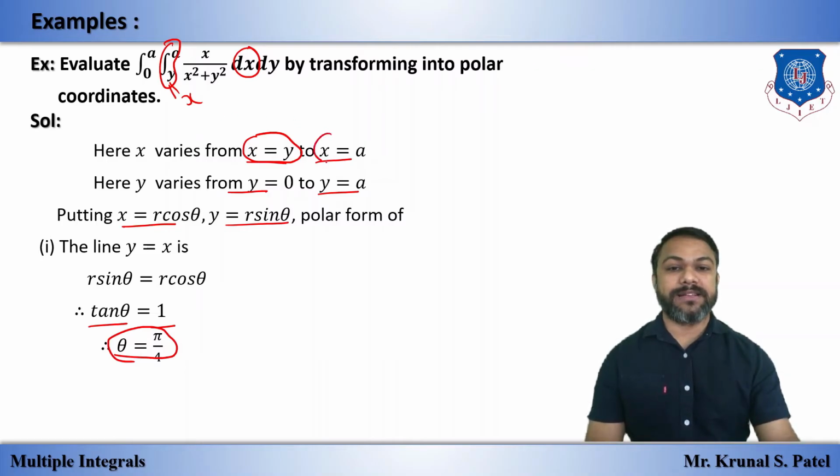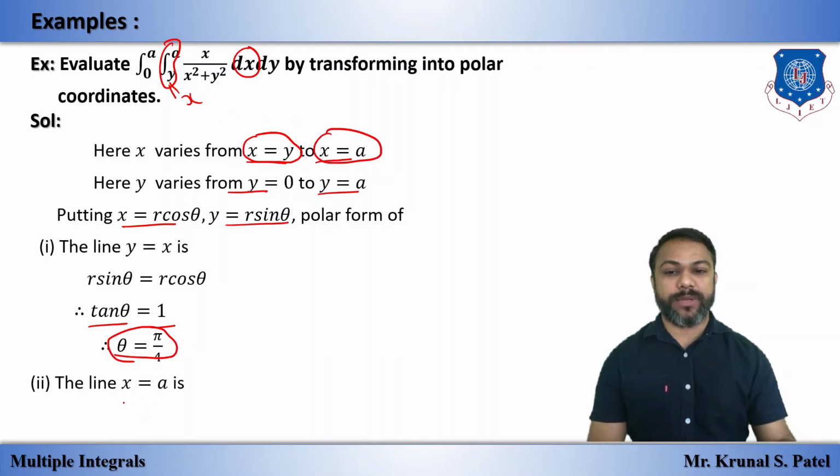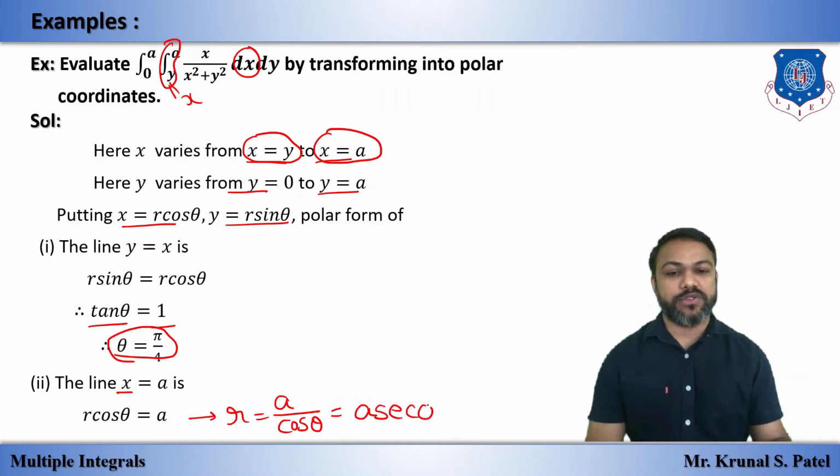Now the line x is equal to a. So x is r cos theta. r cos theta is equal to a. So we have r is equal to a by cos theta, and 1 by cos theta is sec theta. So we have r is equal to a sec theta. This is our second part.